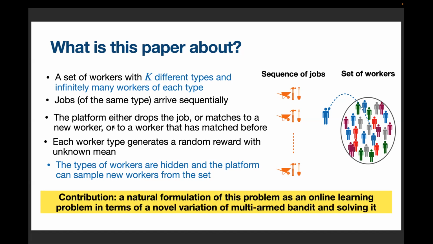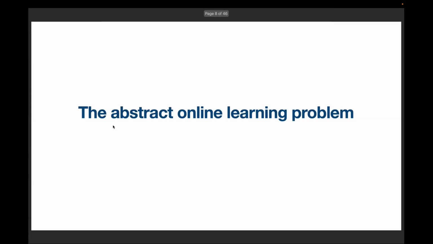And the contribution of this paper is to naturally formulate this problem as an online learning problem in terms of a novel variation of the multi-armed bandit problem, and essentially solving it, providing some bounds on the regret and providing matching lower bounds for that as well. So that's all I want to talk about for now in terms of the application. I want to mostly focus on the abstract online learning problem that this paper is dealing with.